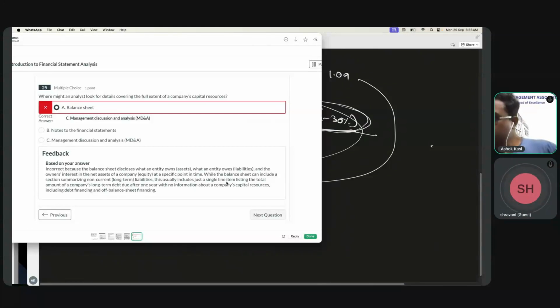The balance sheet can include a section summarizing non-current liabilities. This includes just a single line item listing the total amount. MD&A, they will basically give you an idea. Did you read MD&A? It will analyze their SWOT, that is strengths, weaknesses, opportunities, and threats. So that's the theory.